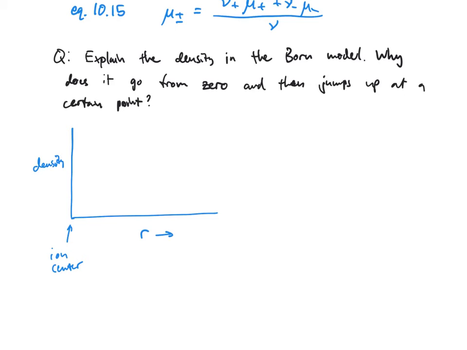Okay? And then at a certain point, the density goes from 0, 0, 0, and then it will jump up to a point, and the value of that density we would just call the bulk density, or the density of the solvent if there was nothing in it, okay? So she wants to ask, why does it go from 0 and then suddenly jump up there at that point? And here's the reason why.